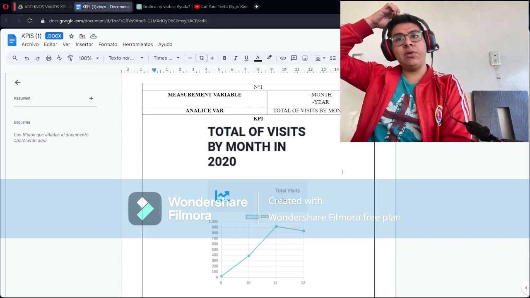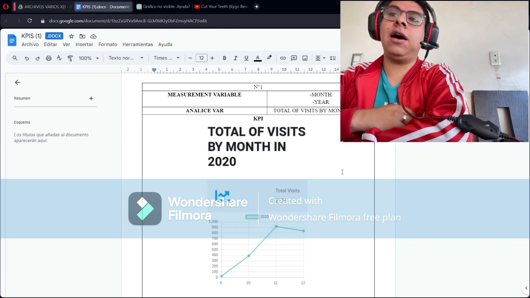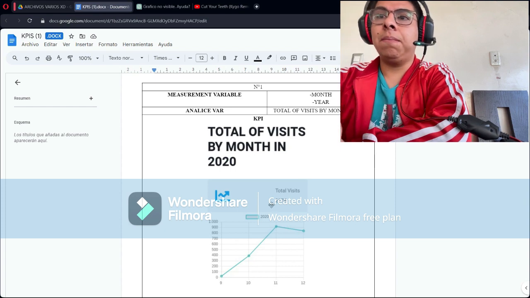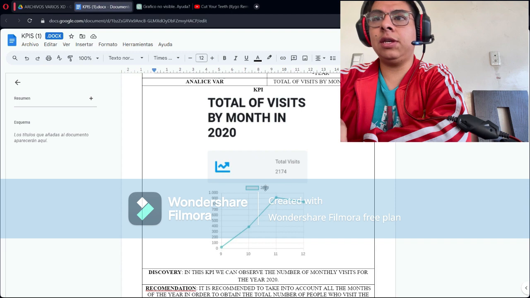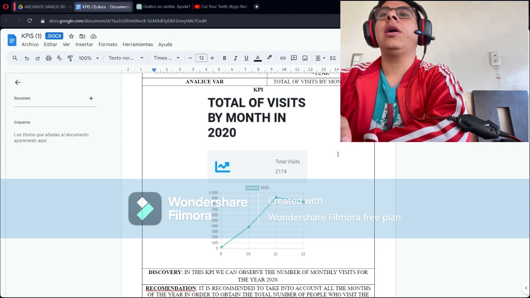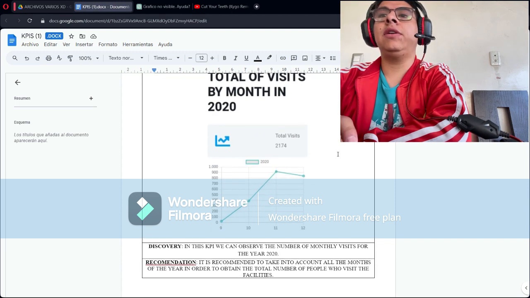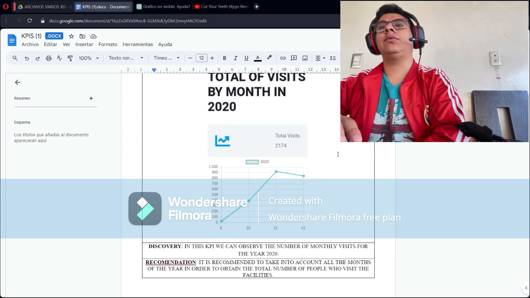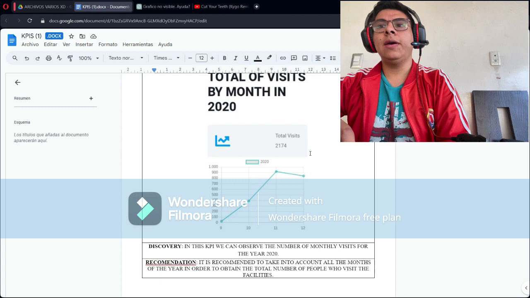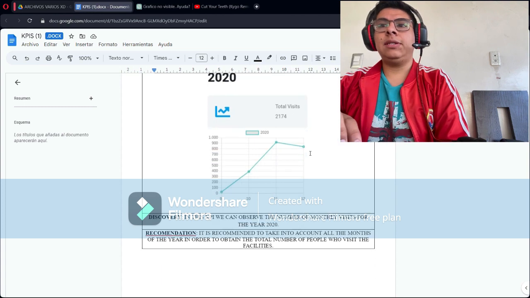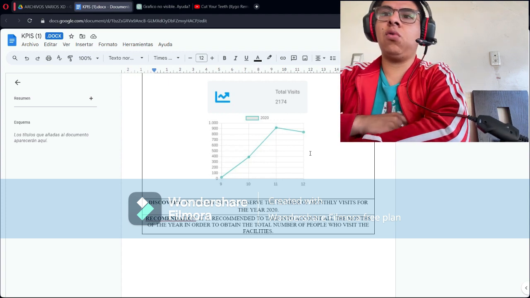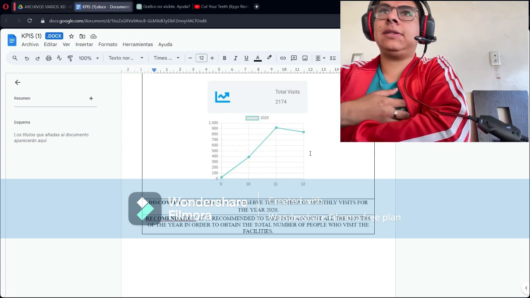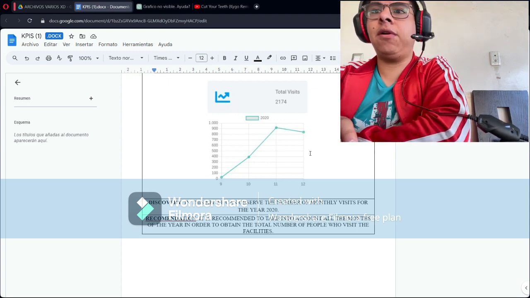In the measurement variable we have month and year, because if you see in this picture, the total of visits by month in 2020, total visits is 2174.